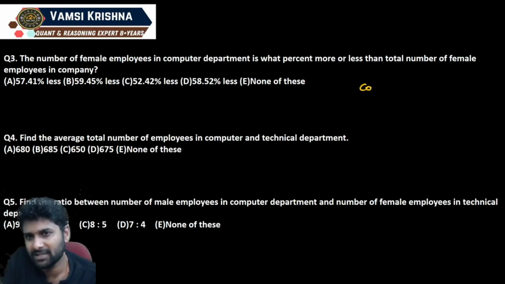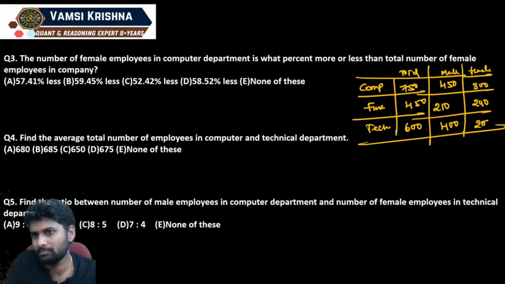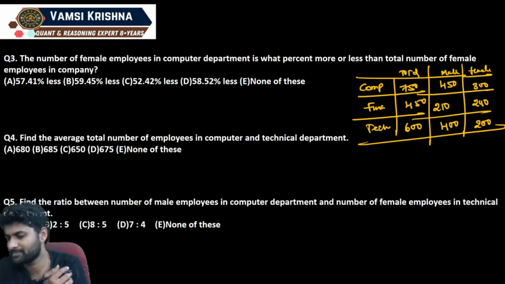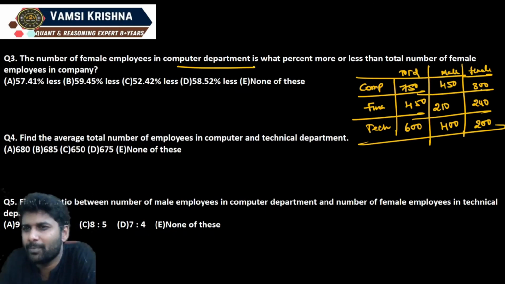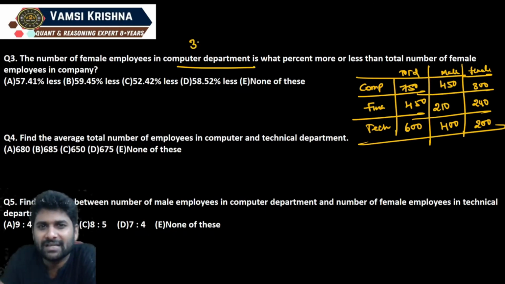Next one. So let me take a table here. I will note down the values here. Meanwhile, go through the calculation. Now you can check the values here. Another question. Number of female employees in computer department. Number of female employees in computer department is 300. Is what percentage more or less than the number of female employees in the company?